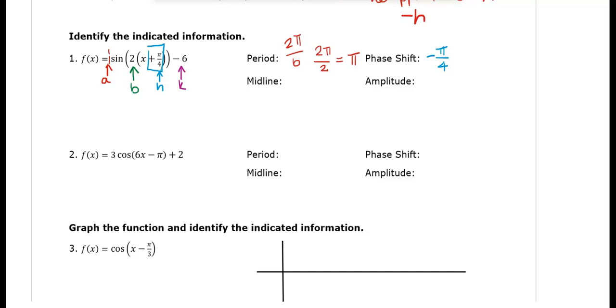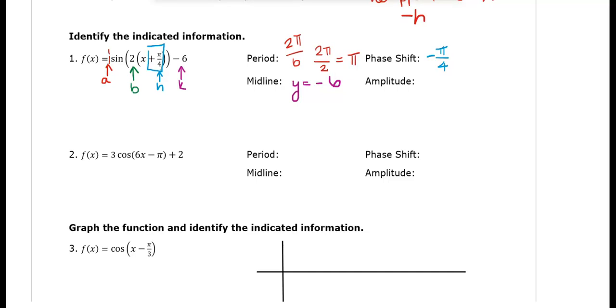Midline. Now, remember the midline is whatever your vertical shift is. That's whatever that k value is. So whatever's been added or subtracted at the very end, or even consequently, it could be rewritten at the beginning, because this could have been negative 6 plus sine of 2 times x plus pi over 4. We could have done it that way where the negative 6 was in front. So again, it's whatever's added or subtracted outside of the function. And so this would be y equals negative 6.